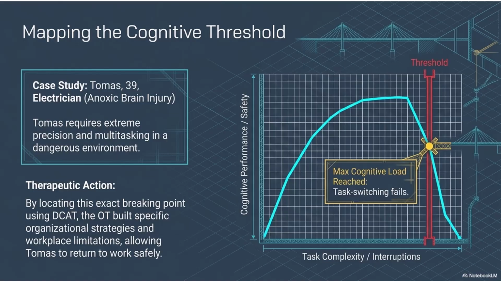Rather than sending him back to a highly chaotic construction site where he might fail, the DCAT results mapped a safer blueprint. Tomas transitioned through a supervised return-to-work trial in a less distracting environment, eventually achieving self-managed employment with specific restrictions on task complexity.